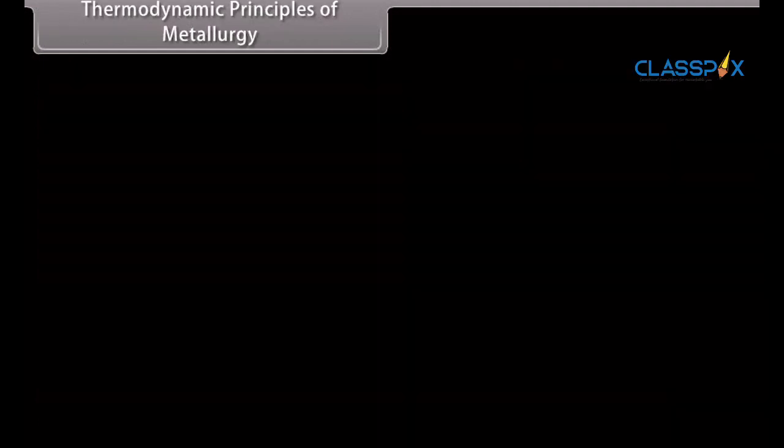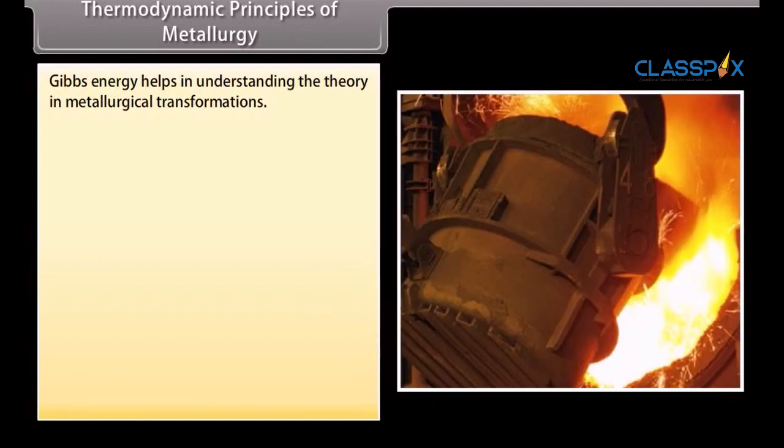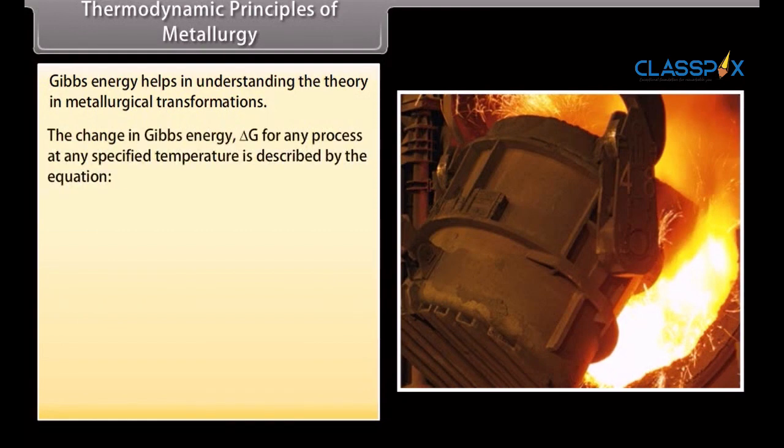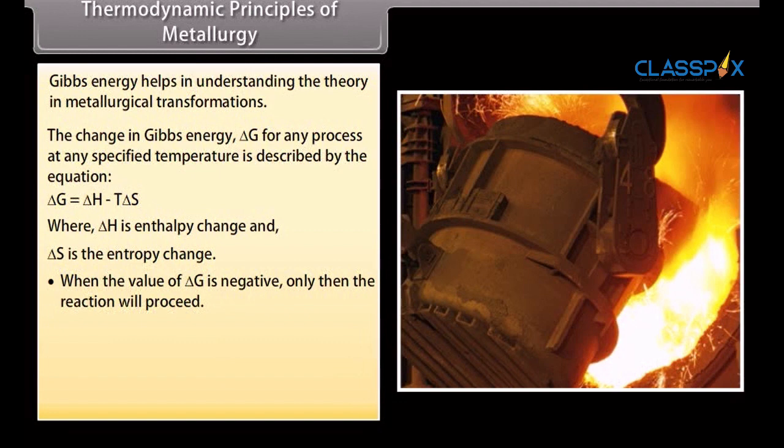Thermodynamic principles of metallurgy. Gibbs energy helps in understanding the theory in metallurgical transformations. The change in Gibbs energy, delta G, for any process at any specified temperature is described by the equation delta G = delta H minus T delta S, where delta H is the enthalpy change and delta S is the entropy change. When the value of delta G is negative, only then the reaction will proceed.